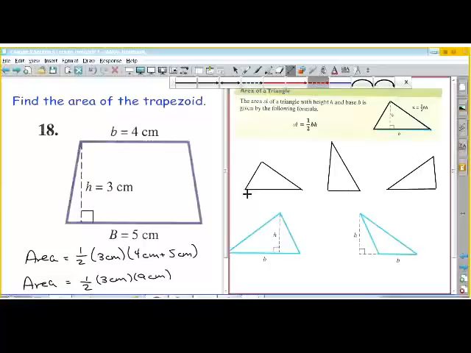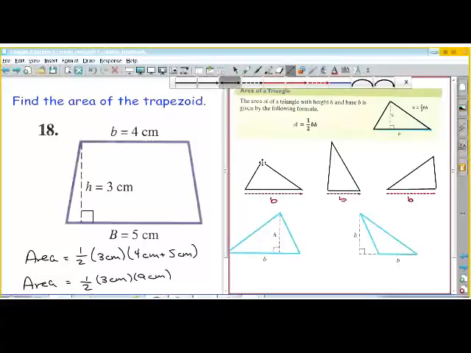So the base is going to be a different dimension depending upon how I rotate it. This is the base for this triangle. This is the base for this triangle. So the hypotenuse is the base. The shorter side is the base. The longer side here. So these three B's are going to be different values.